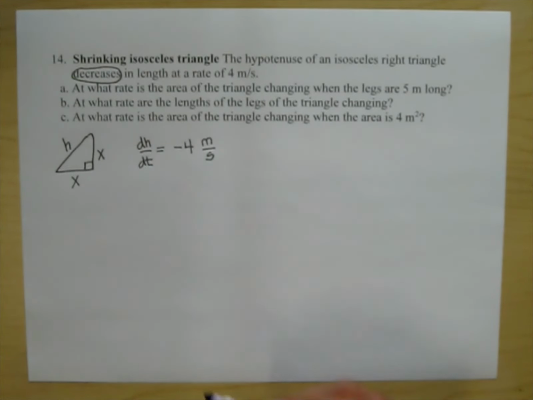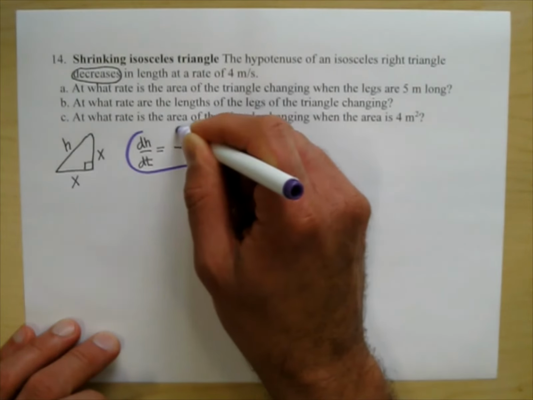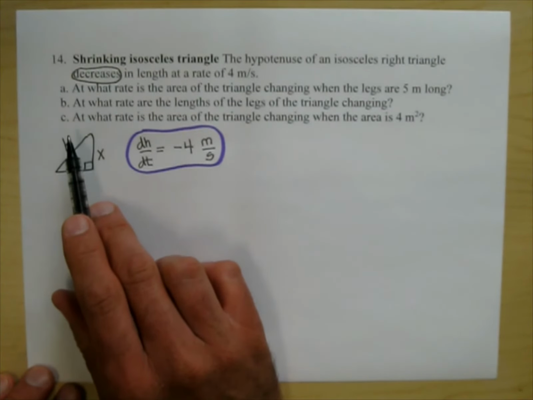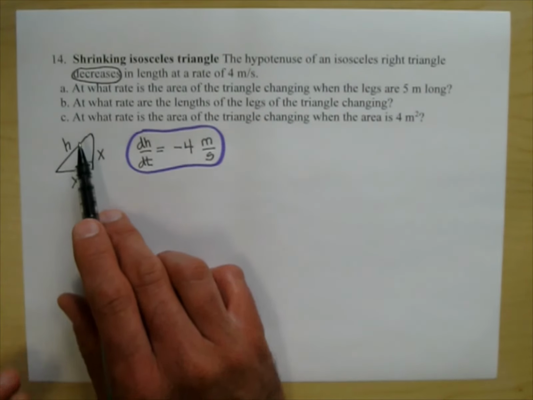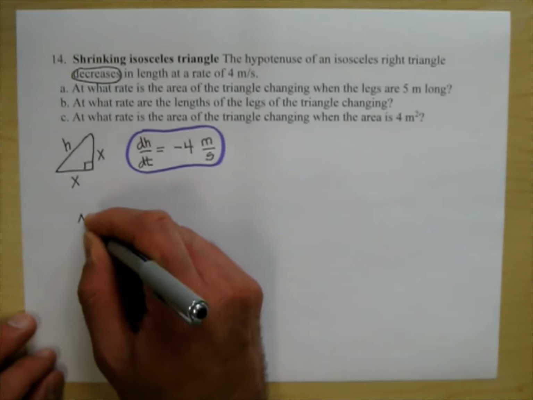So why don't we go ahead and give this a color. I'll circle it in purple. And that's going to be used to solve A, B, and C. So A, B, and C, they're all their own problems here. So let's go ahead and do part A.